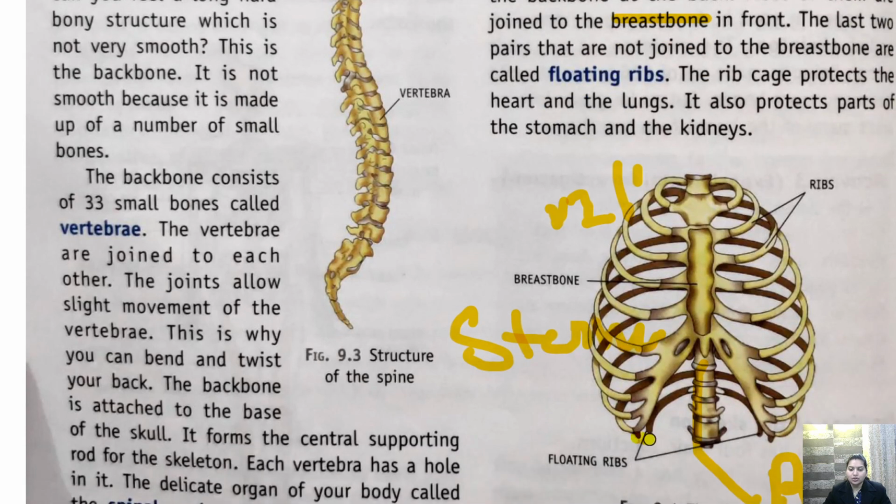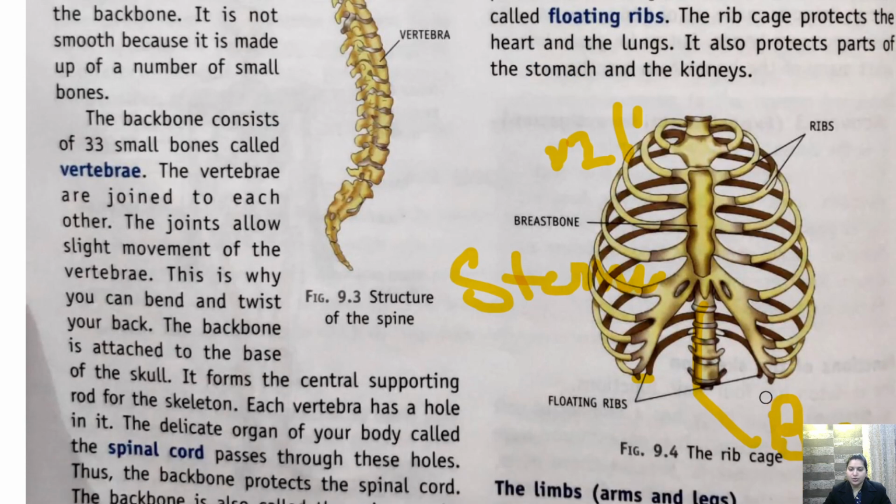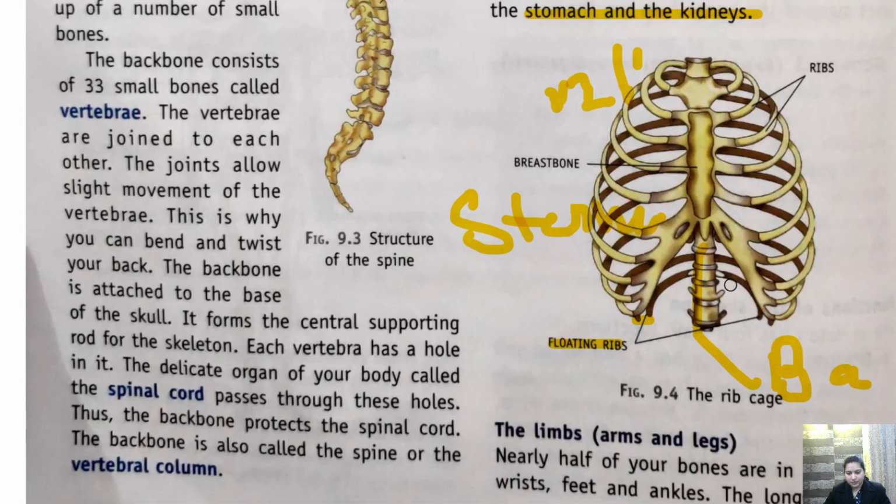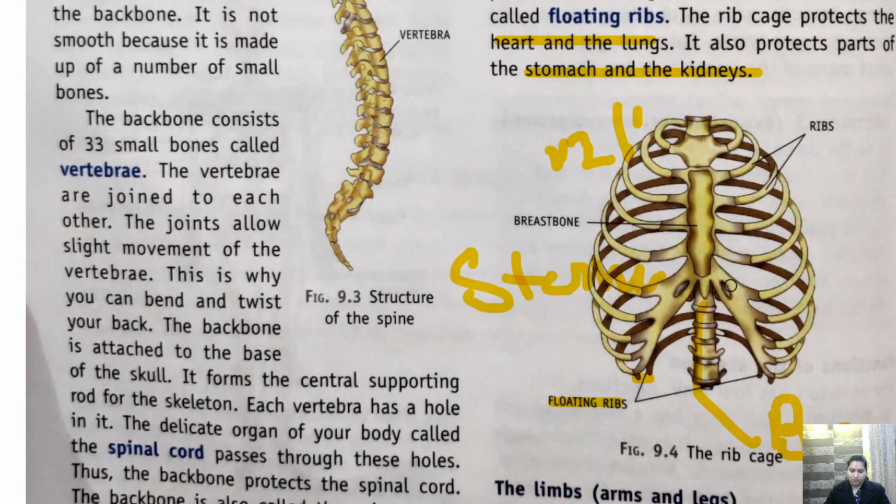But there are two floating ribs. Two bones that are not attached to the sternum, though they are attached to the backbone. So they are called floating ribs. Okay. So the rib cage protects the heart and lungs. It also protects part of the stomach and kidney. Okay. So this is the rib cage.